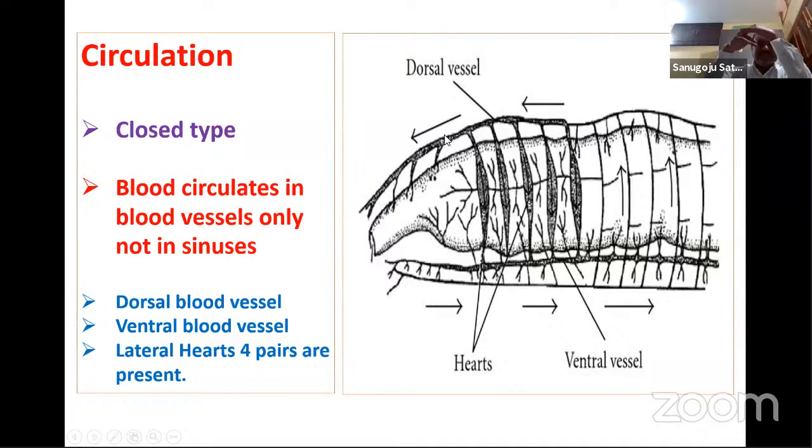The arrow marks are very much important. The blood is flowing like this. Whereas in the ventral blood vessel, the blood is flowing anterior to posterior. Actually, the circulation is nothing but the blood circulatory system of us. This is closed type of circulation. Particularly closed type of circulation first started with Annelida, in which blood circulates in blood vessels only, not in sinuses.